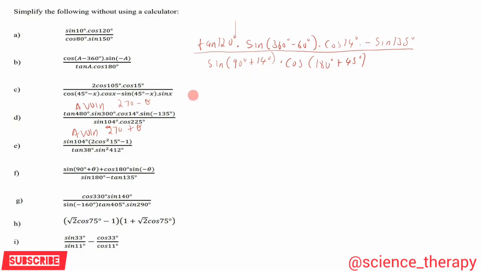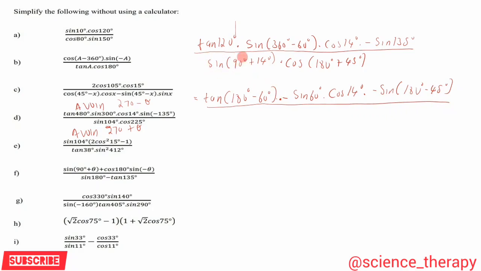Now let's continue. We have tan 120 degrees, which can be written. Now we can see that this is in the second quadrant, so this can be written as tan 180 degrees minus 60, which is a special angle. And this one, how is sine in the fourth quadrant? It is negative. So we have multiply by negative sine 60 degrees. Then we can just write our cos 14 like that. And then let's try to write this in reduction formulae. So this will be 180 degrees minus 45 degrees, which is a special angle.